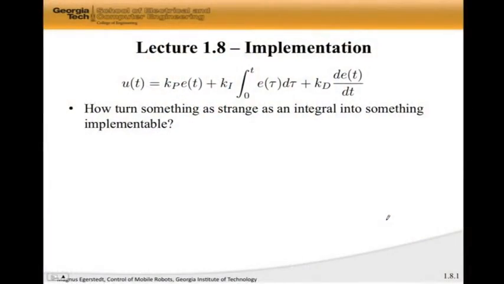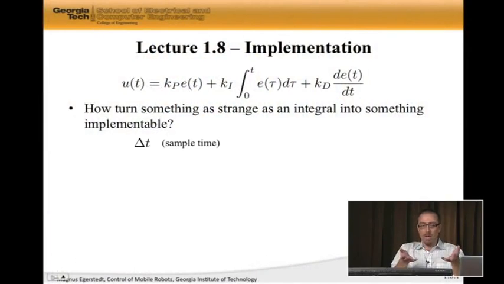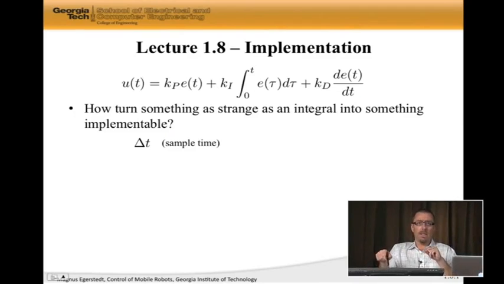Well, the first thing to note is that we always have a sample time. We're sampling at a certain rate. There's a certain clock frequency on the computer. Well, what we need to do is we need to take these continuous time objects that we have here in the PID regulator and have them be defined in this discrete time.